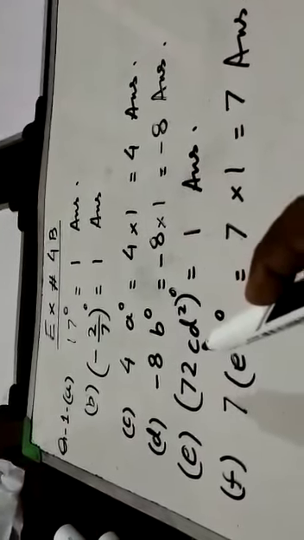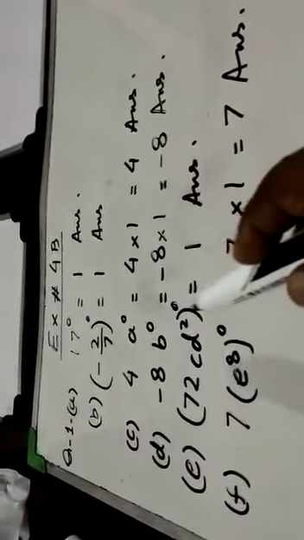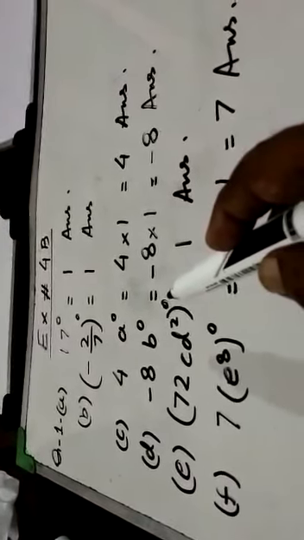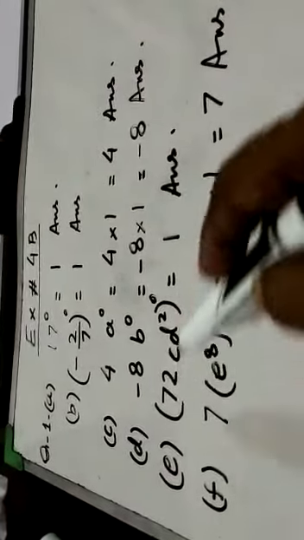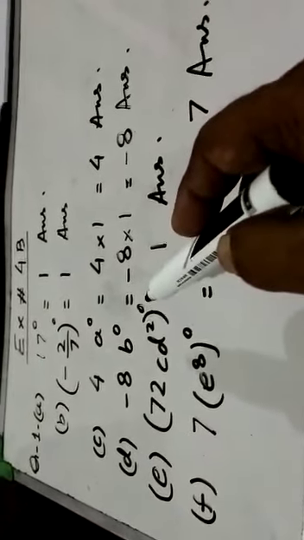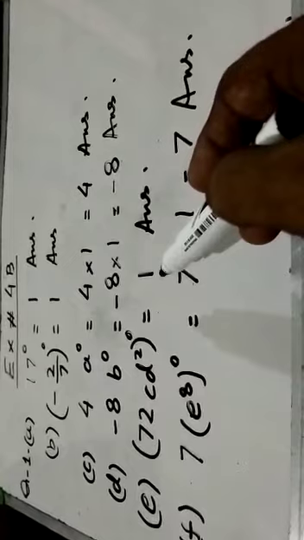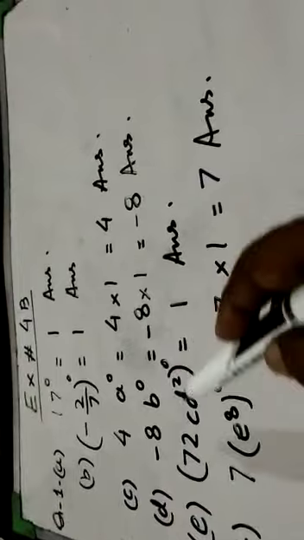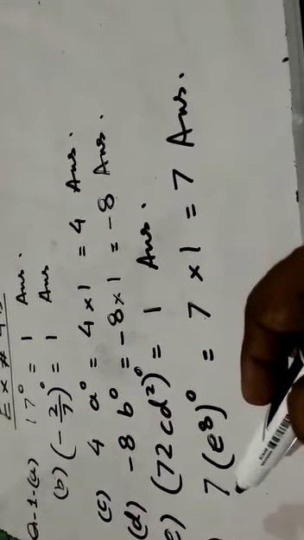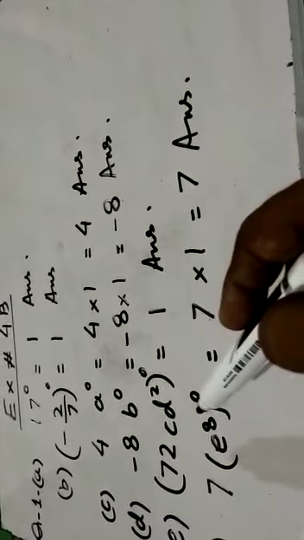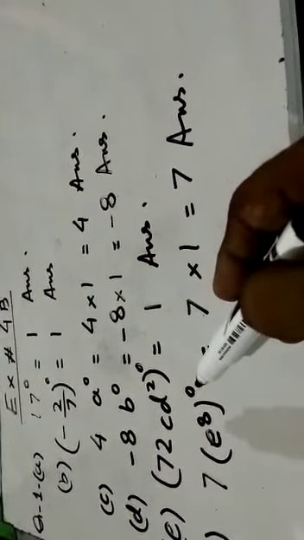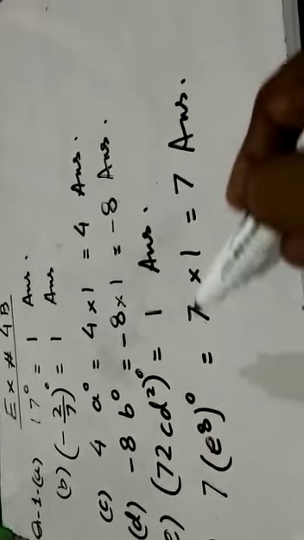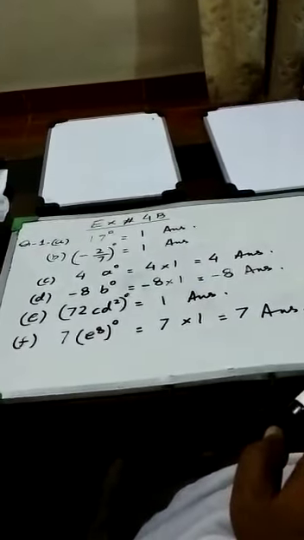72 into CD square, and bracket close, and there is a 0. So if something has a 0 power, okay, it means that it must be equal to 1 according to our concepts. Okay, so this whole thing will become 1. The answer is 1. Over here e to the power 8, and outside there is a 0, you can see, so this portion will become 1. So 7 into 1 is 7. So we have solved all the questions, all the parts of question number 1 4b.